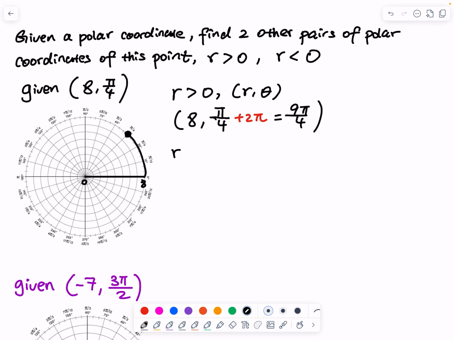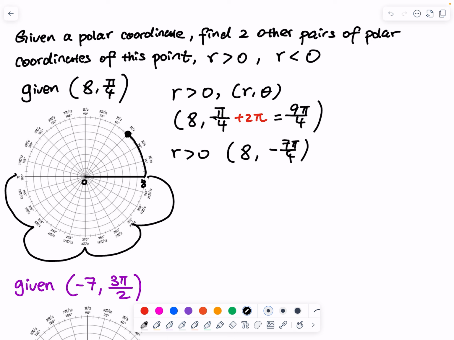How about this? For r greater than 0, we can also think about (8, negative 7 pi over 4). What is negative 7 pi over 4? I start at 8, and then I go clockwise 1, 2, 3, 4, 5, 6, 7. Negative 7 pi over 4. I reach the same spot.